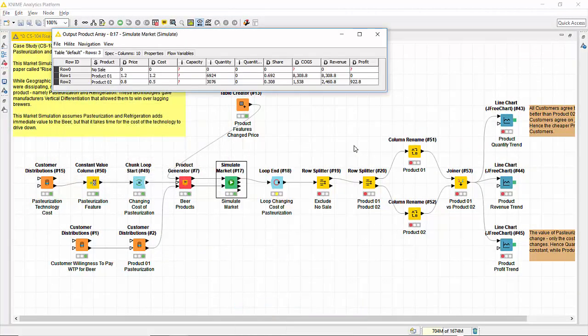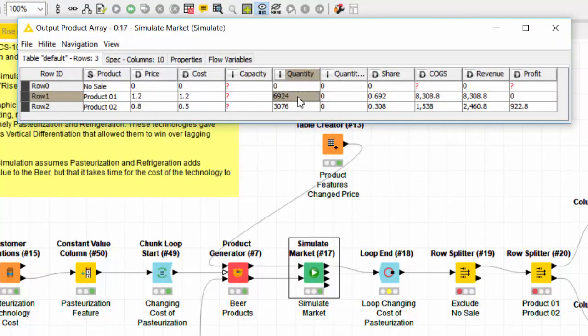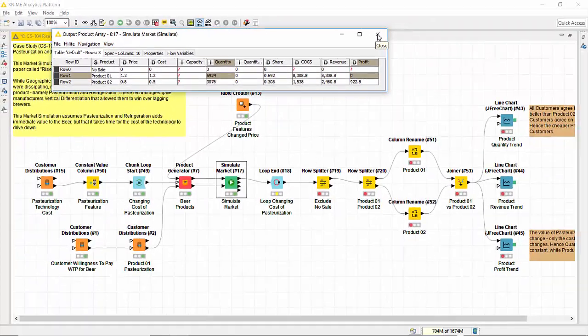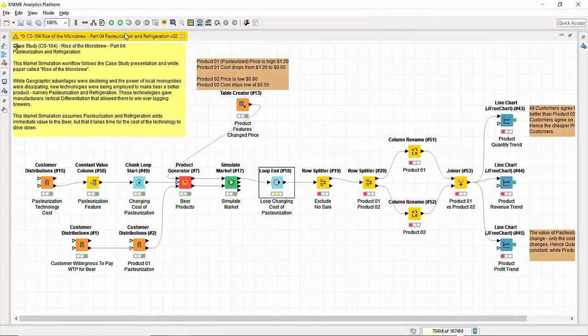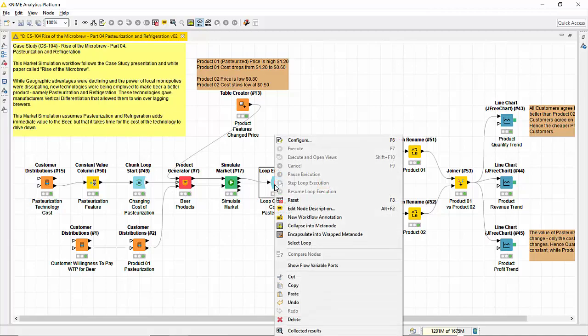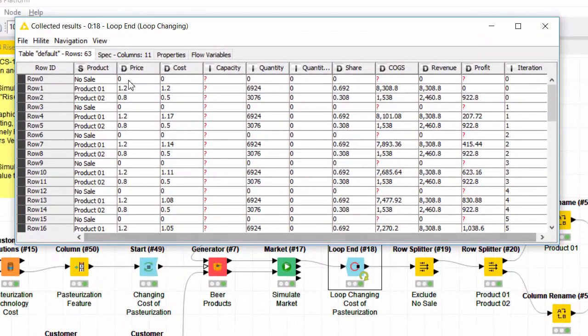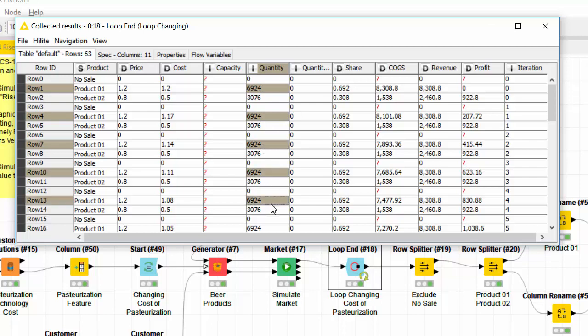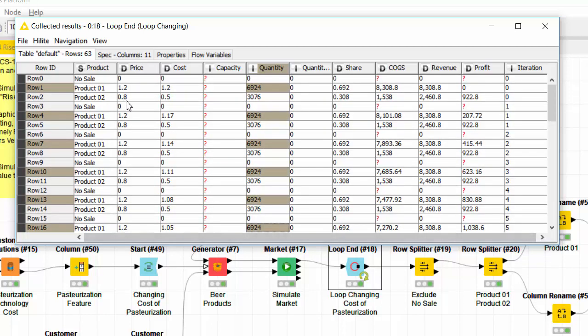When we look at the aggregate, we can see here a lot of customers are buying this new vertically differentiated product, but because the cost is so high, profitability starts out at 0. Now that's going to change over time as the cost of pasteurization declines. So we're going to run that. Let's run that loop. And let's look at the results. So we have iteration 0, iteration 1, iteration 2. And we can see the quantity actually never changes for product 1 or product 2.